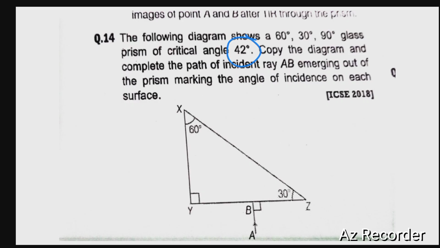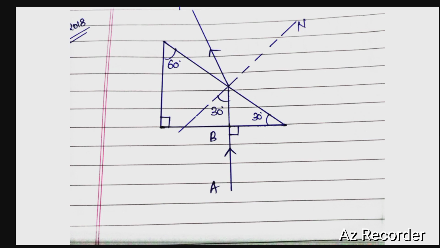Copy the diagram until the incident ray AB emerges out. Okay, and we have to make the necessary angles wherever required. So let's check the diagram. So this is the answer.